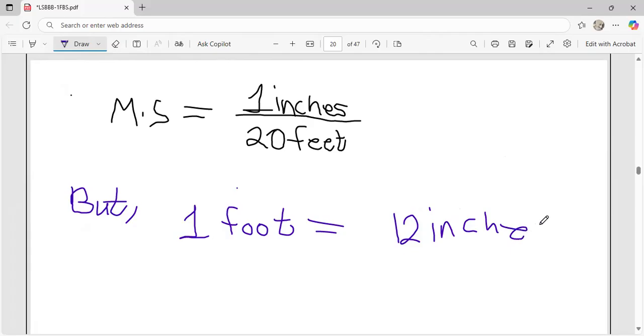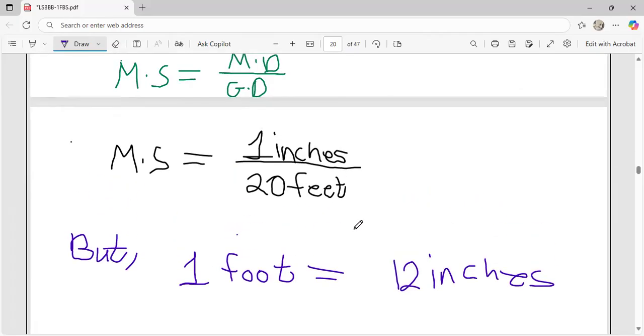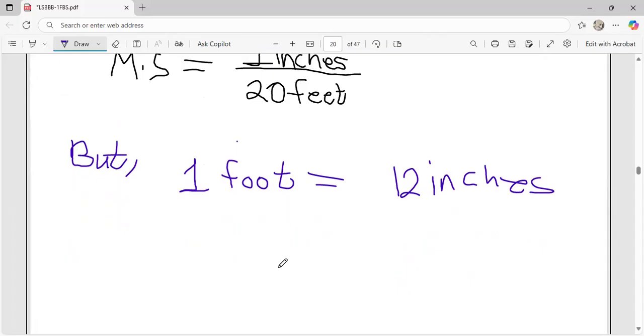It's equal to what? 12 inches. So which one do we convert? Let's convert the 1 inch into feet too. Okay. Let's convert the 1 inch into feet. So we say that 1 inch is equal to what? X.